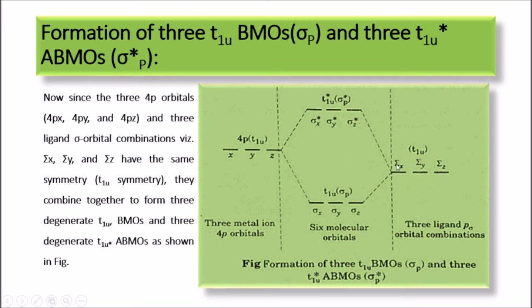That means p sigma orbital of ligand group remain closer to the BMO orbital, and 3 sigma star, that is closer to atomic orbital of metal ion. That means this will represent some ligand characteristic, while this have some little we can say metal characteristic as well. This is formation of 3T1U BMO, that is also represented as sigma p, and 3T1U star ABMO, which is also represented as sigma star p.